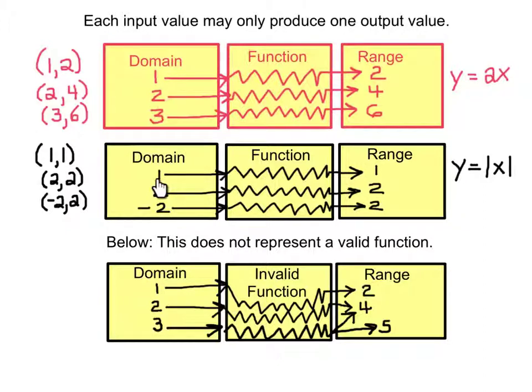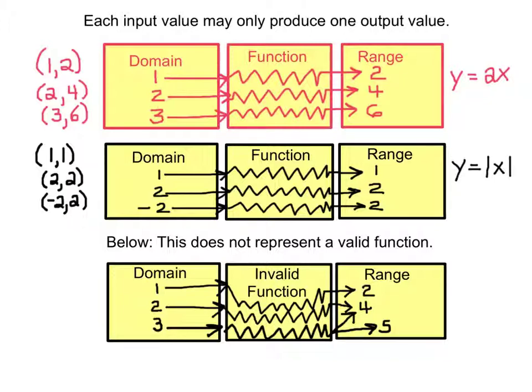So when we input the 1 from the domain into our function, we take the absolute value of 1, which is 1. Y is equal to 1. So our output becomes a 1, and we get the ordered pair 1, 1. When we input a 2, y is equal to the absolute value of 2, which is a 2, and that gives us the ordered pair 2, 2. When we input a negative 2, we have y is equal to the absolute value of negative 2, which is a positive 2, and that gives us the ordered pair negative 2, positive 2.